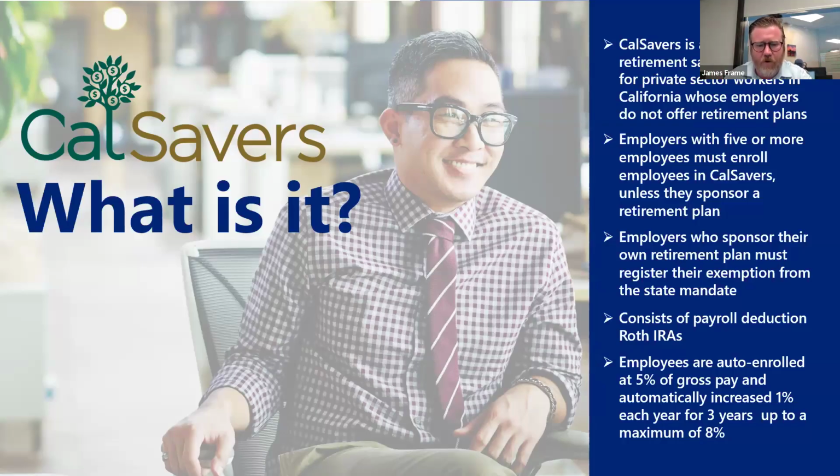So point 4, this is kind of the con of the actual plan itself. It consists of payroll deduction Roth IRAs. This is what we don't like. It's all Roth based, and it only allows a $7,000 contribution.